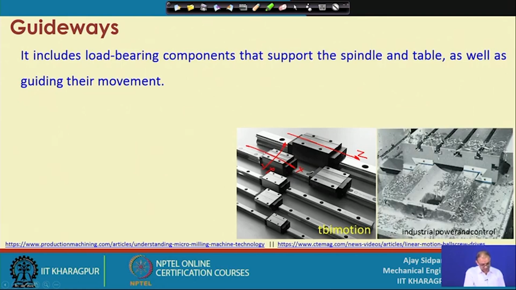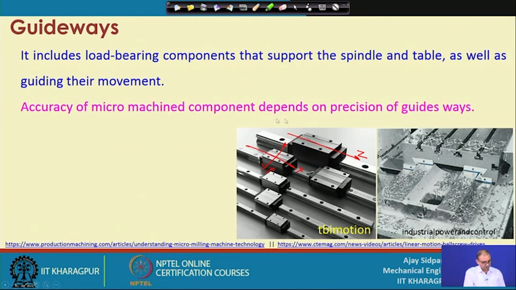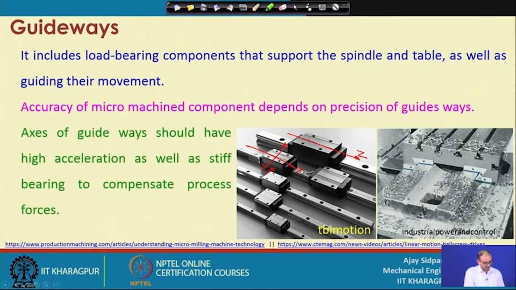This is the linear guideway and these are the box type guideways. Everything depends on how much you are moving in this direction. The accuracy of micro machine components depends on the precision of the guideways. Now if you see this, this is mostly found in large capacity machines, and that is not the case in micro machining. The axis of the guideway should have high acceleration as well as a stiff bearing to compensate the forces, because say if you are using this for x and y direction, then your z axis will come here, your tool will be here, and you have a workpiece and everything located at this location.